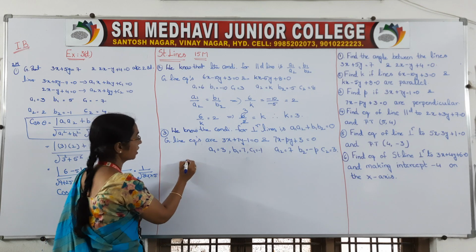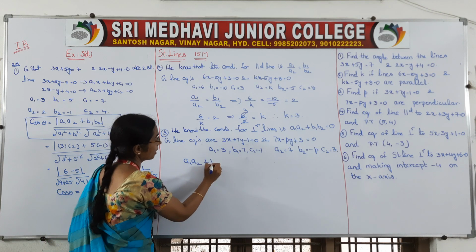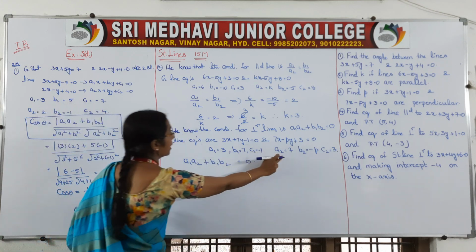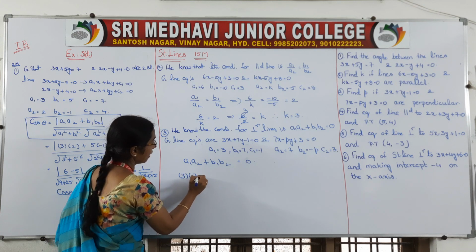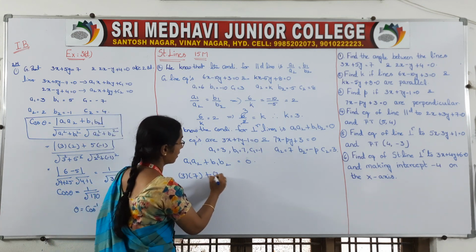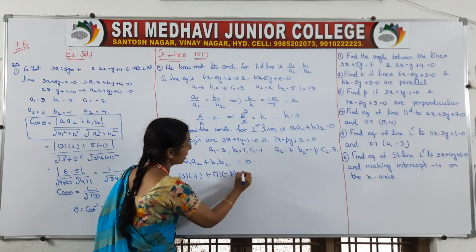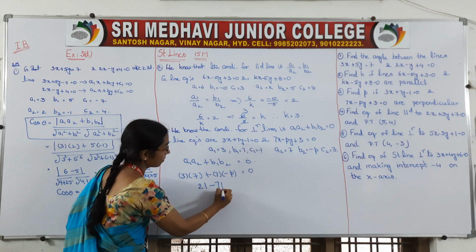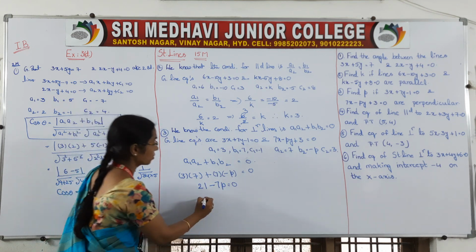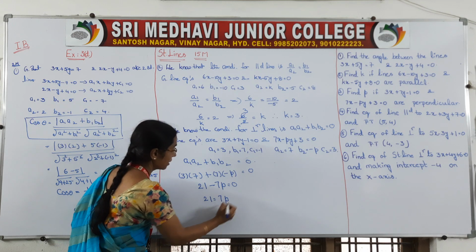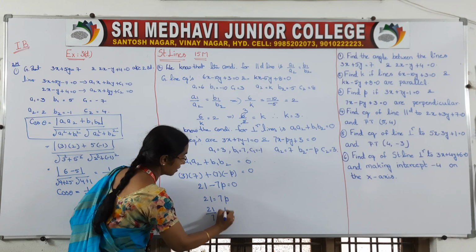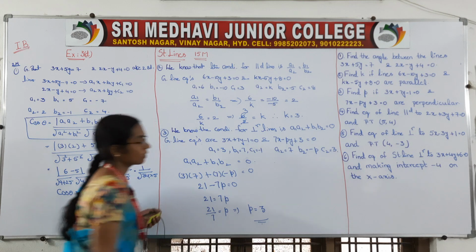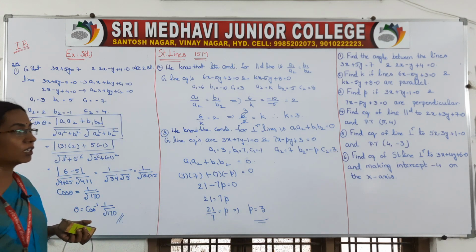So take the condition. What is the condition? a1 a2 plus b1 b2 is equal to 0. So 3 into 7 plus 7 into minus p is equal to 0. 3 7s are 21 minus 7p is equal to 0. So 21 is equal to 7p. 21 divided by 7 is equal to p. So your p is equal to 7 3s, so p is equal to 3. This is your third question.